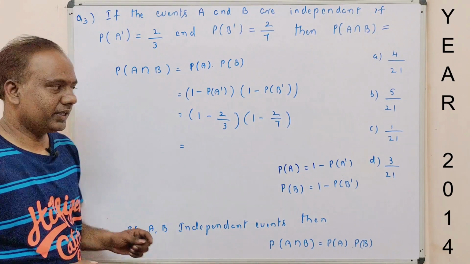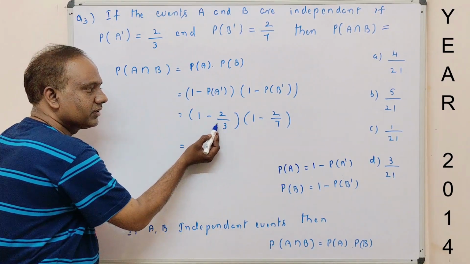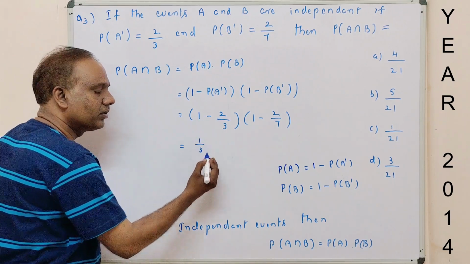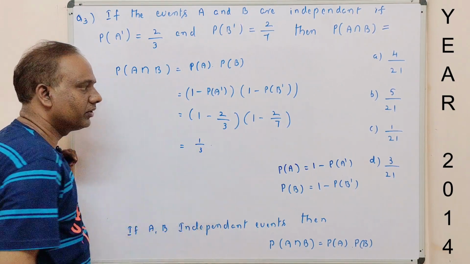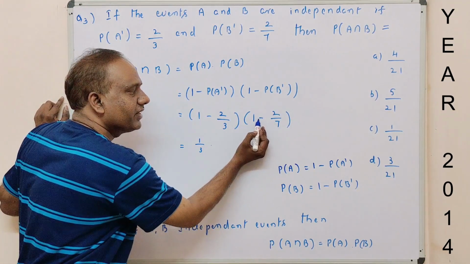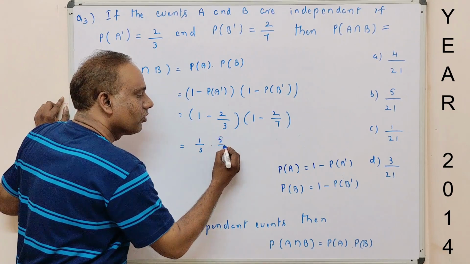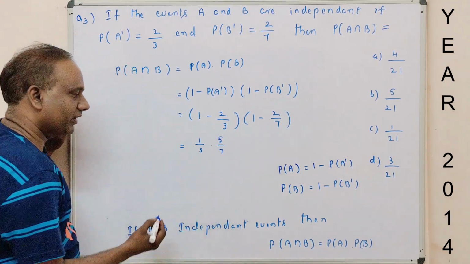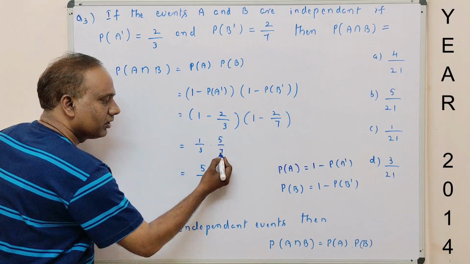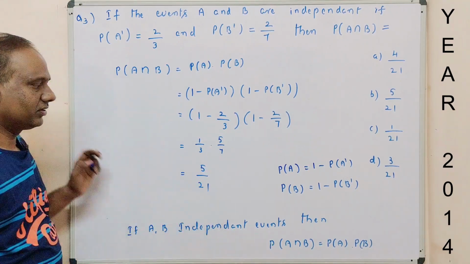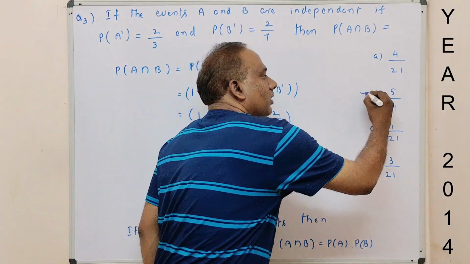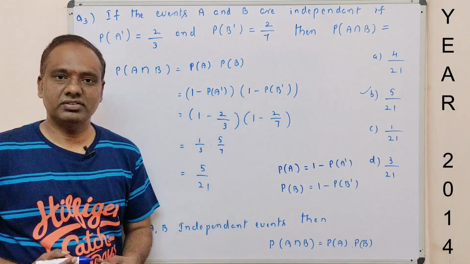1 minus 2 by 3. Here 3 ones are 3, 3 minus 2 is 1 by 3, into here 1 minus 2 by 7. So 7 ones are 7, 7 minus 2 is 5 by 7. Now you multiply. So 1 times 5 is 5 and 3 sevens are 21. So the answer is 5 by 21. Option B is the correct answer.